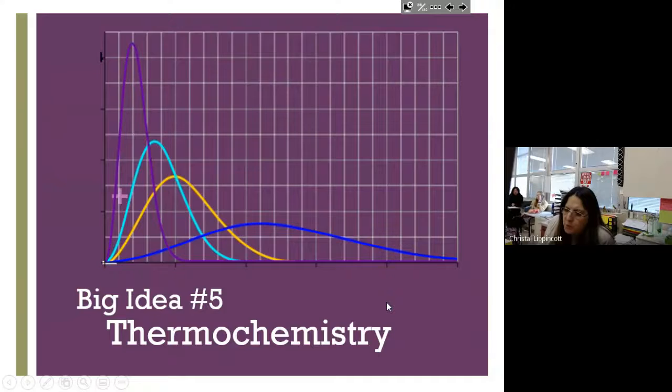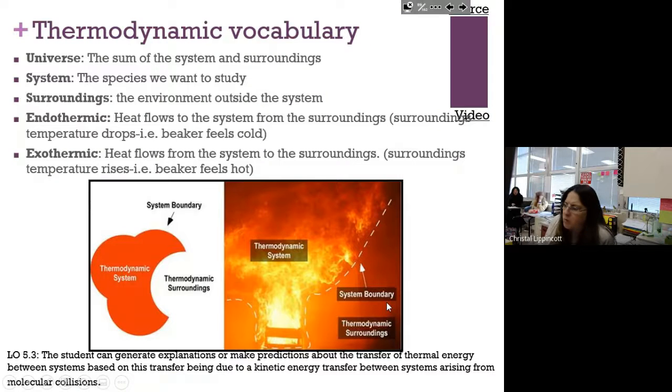All right. Thermochem then, when we're looking at thermochem, you need to make sure that you understand certain vocabulary terms: universe, system, surroundings, endothermic, exothermic. So universe means the system and the surroundings. The system is the species that you're studying. And then the surroundings are typically what you study in order to gather information about this. So like your thermometer is going to be part of your surroundings.